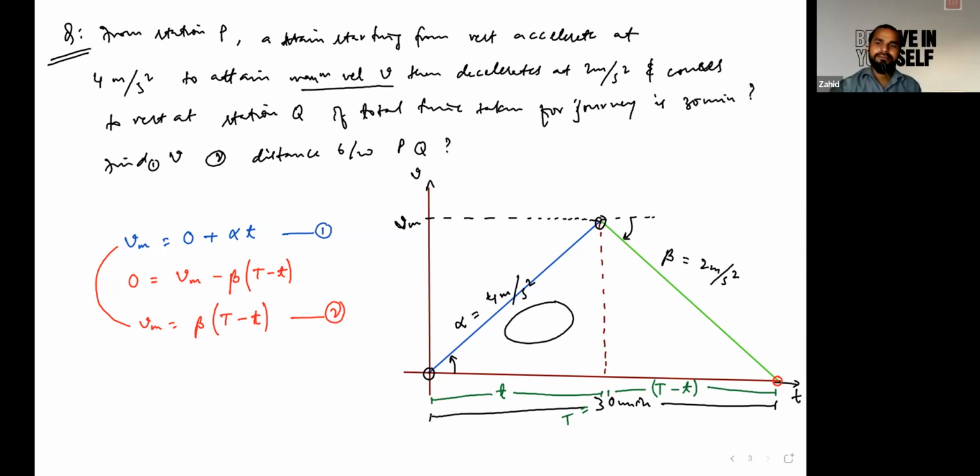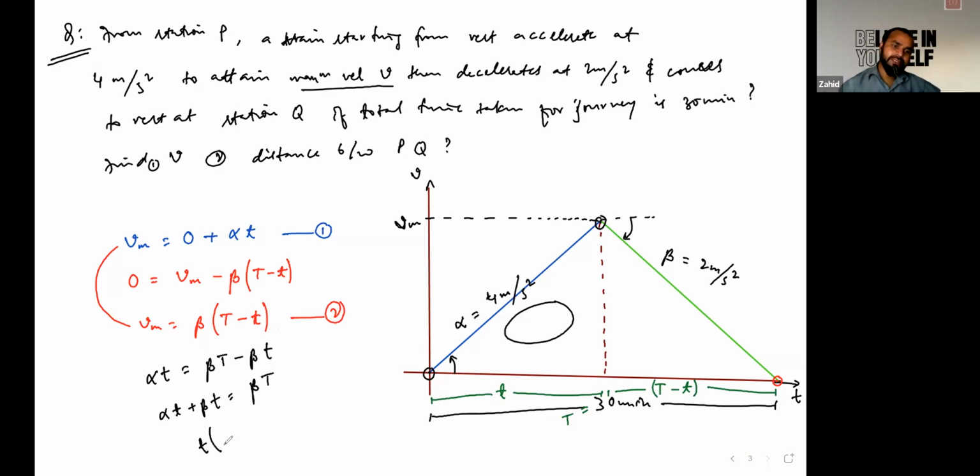Khalid. Hiba, have you solved the first part? Just compare these two equations. It will be alpha times t is equals to beta times capital T minus beta times small t. Bring this particular part to left hand side. It will be alpha times t plus beta times small t is equals to beta times capital T.